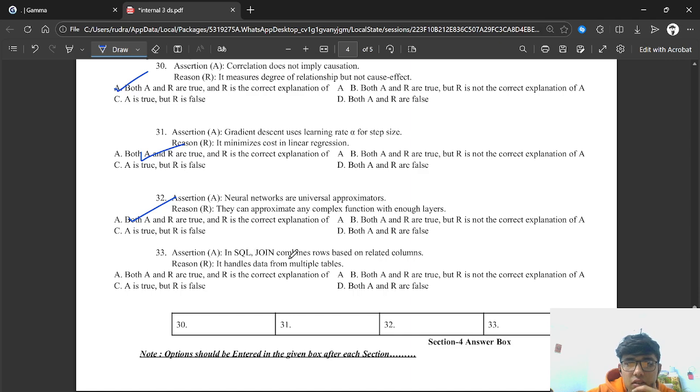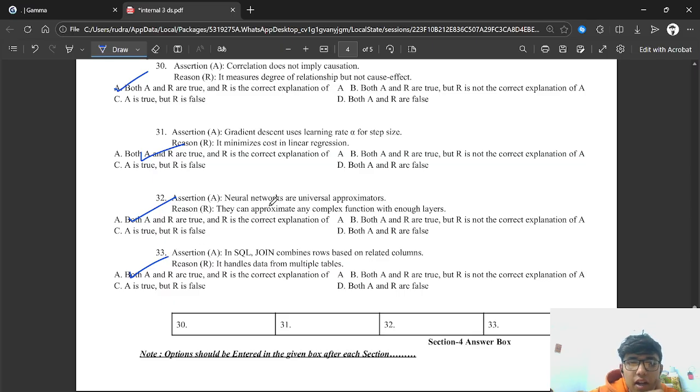In SQL, join combines rows based on related columns. It handles data from multiple tables. So again, this is true, since the join operation combines related rows and inherently supports integrating data across multiple tables.